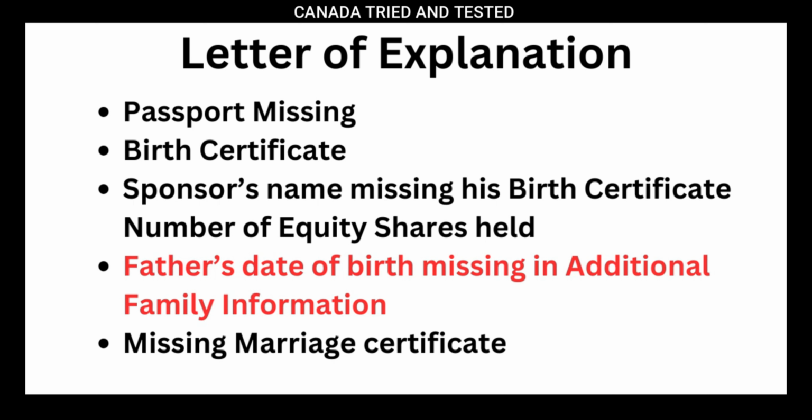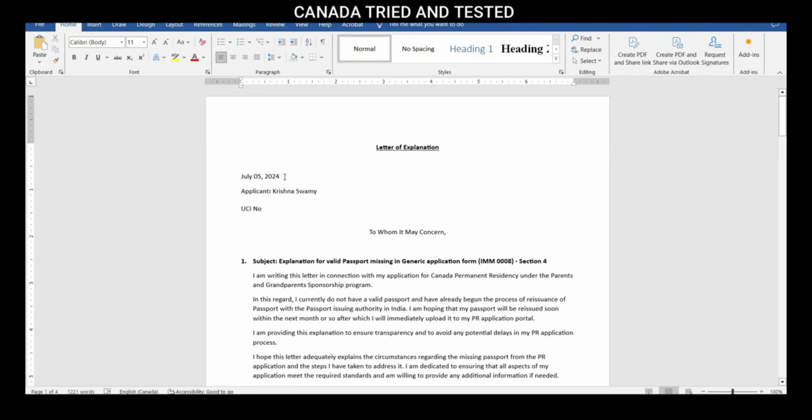In today's video, I will show you how I covered the father's date of birth missing in additional family information. I give a heading like letter of explanation. This makes it clear what this document is. Then the date when it is made, and the primary applicant's name. If it is a secondary applicant, write secondary applicant and then the name. If a UCI number is there, I always make sure to make an entry. If the UCI number is not there and the letter is getting uploaded with the application, I just leave it blank. And then, to whom it may concern. This is the typical heading part of it.